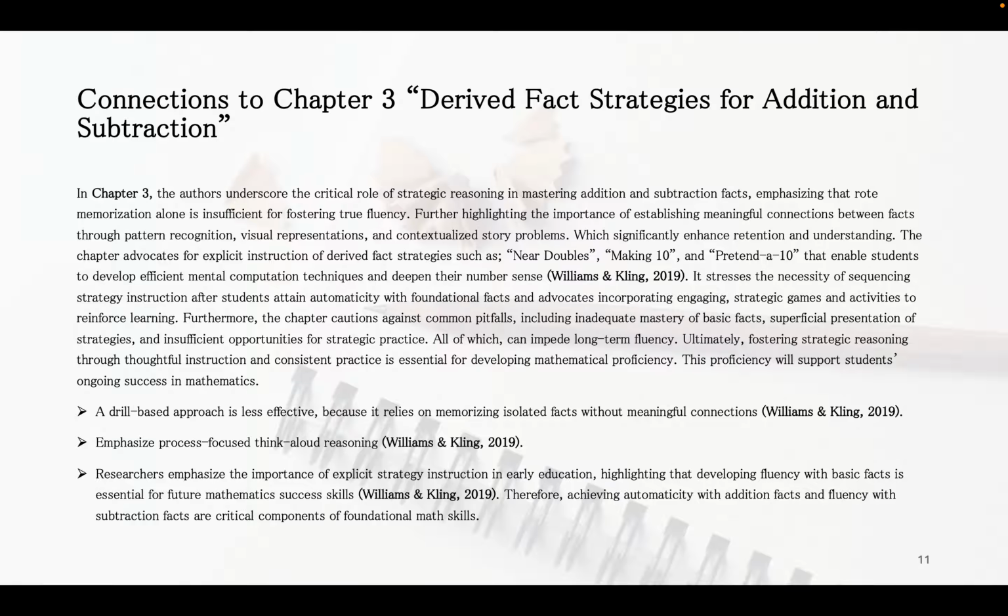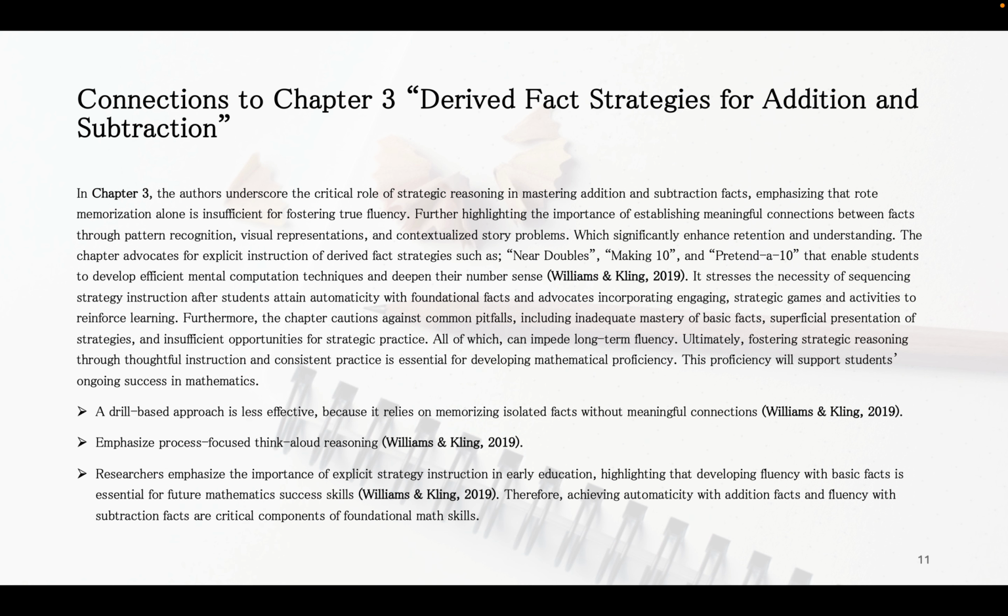This stresses the necessity of sequencing strategy instruction after students attain automaticity with foundational facts, and advocates incorporating engaging strategic games and activities to reinforce learning. Furthermore, the chapter cautions against common pitfalls, including inadequate mastery of basic facts, superficial presentation of strategies, and insufficient opportunities for strategic practice, all of which can impede long-term fluency. Ultimately, fostering strategic reasoning through thoughtful instruction and consistent practice is essential for developing mathematical proficiency. This proficiency will then support students' ongoing success in mathematics.